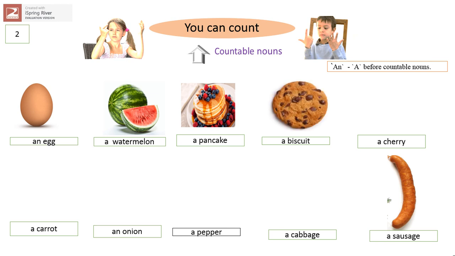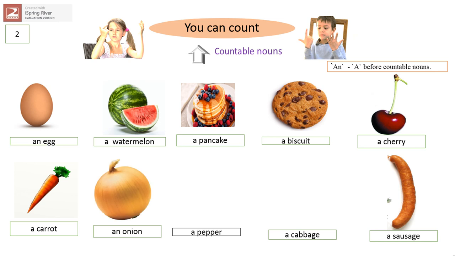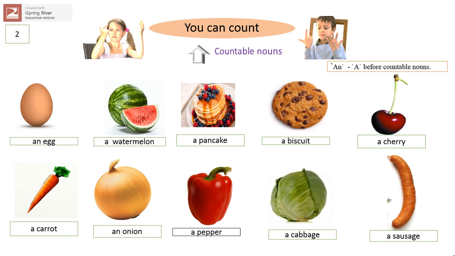A biscuit. A cherry. A carrot. An onion. A pepper. A cabbage. A sausage.